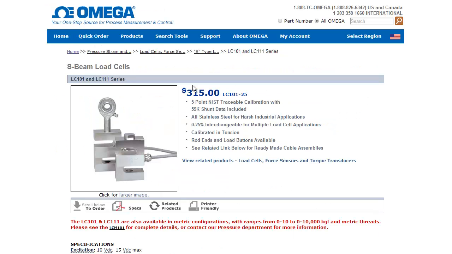I'll show you here an example from the Omega website of an S-beam load cell. And we have some sort of a connecting point there and there. We can apply tension or compression. And mechanically, this S-beam will imperceptibly deform. And there are actually strain gauges applied to the structure that are producing a voltage output through a Wheatstone bridge. And don't worry, we'll talk about that a lot more when we spend a couple weeks on strain gauges.